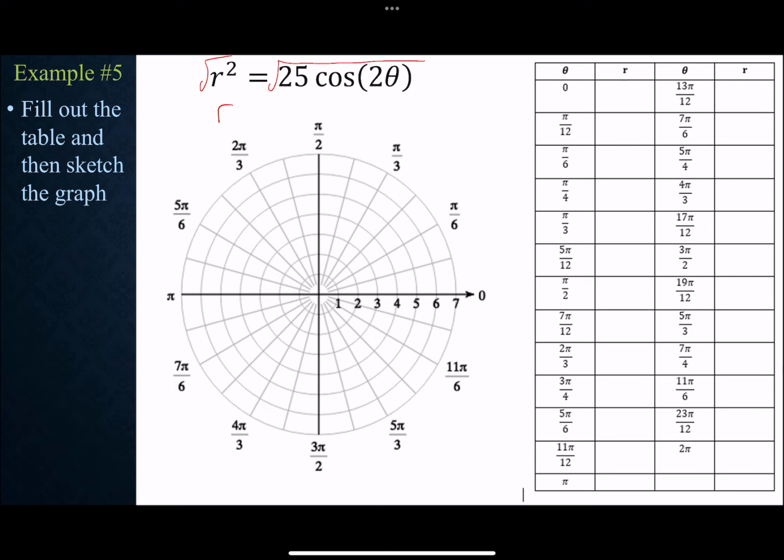So what you're going to type into your r equals portion of the graph is r equals the square root of 25 cosine of 2 theta. Now, you have to recognize that there will be certain times when cosine gives you negative values. Therefore, you can't have a negative inside the radical, and it's going to give you an error message on the calculator. Cosine is negative in the second and third quadrants, but since it's 2 theta, it affects how that actually plays out.